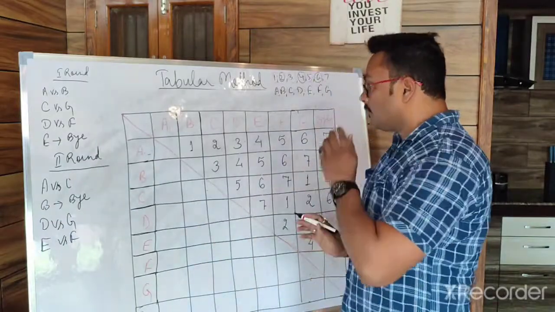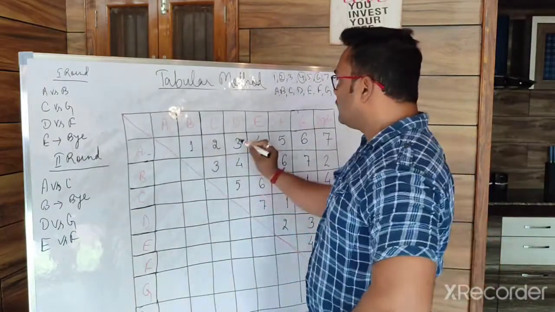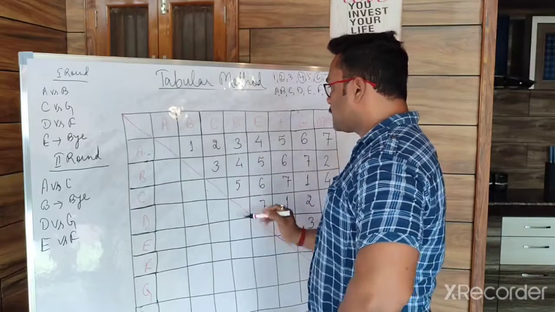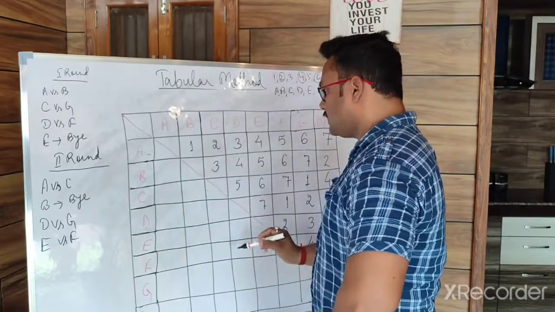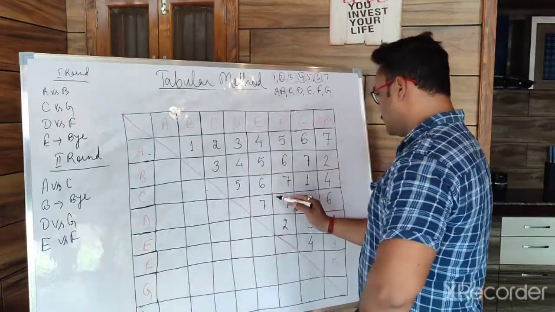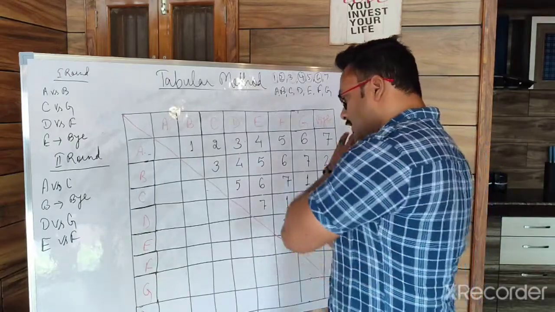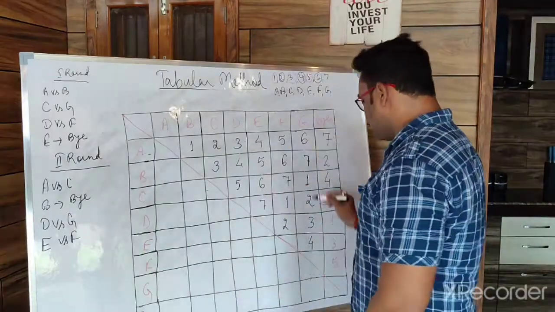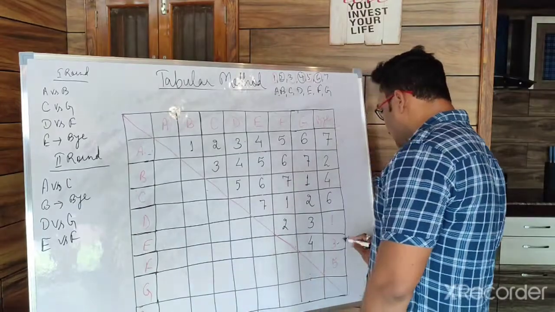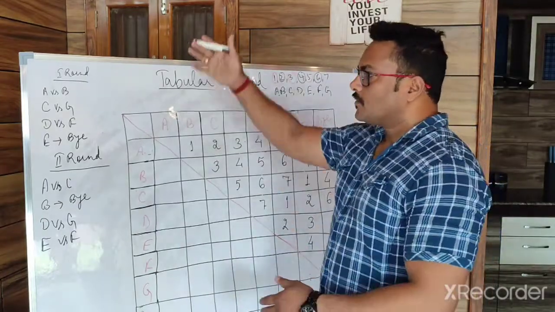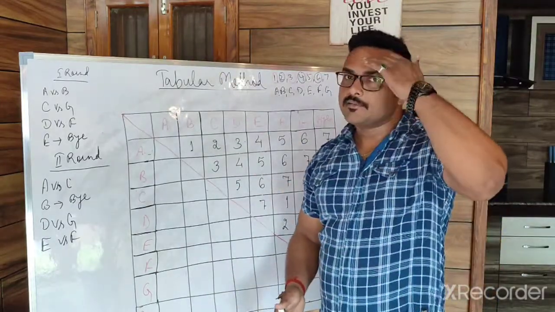Now where we have 3? A will play with D. Then B will play with C. Then where we have 3? We have it here. E will play with G and team F will get a bye because here it is bye. So the same way we have to arrange all the teams.